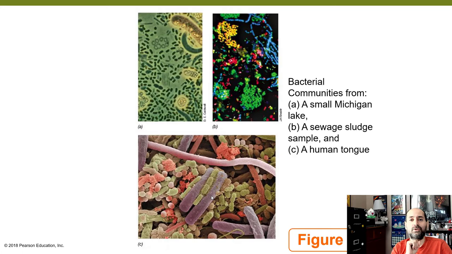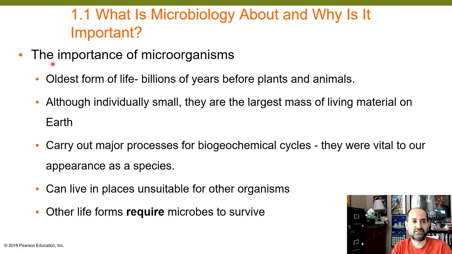Now that we know we're surrounded by these microorganisms, why are they so important? Well, they are the oldest form of life. Billions of years before plants and animals, we had microorganisms. Although individually small, they are the largest mass of living material on Earth. So if you took the biomass of microorganisms, that's the largest living mass on Earth. They outnumber us, like I just mentioned, they outnumber us on our very own bodies. So they're going to outnumber us in terms of total mass as well.